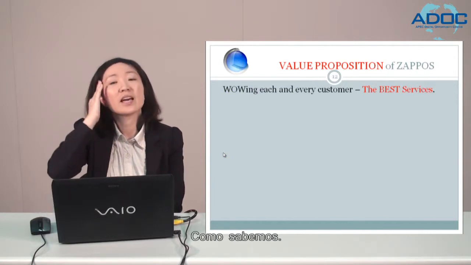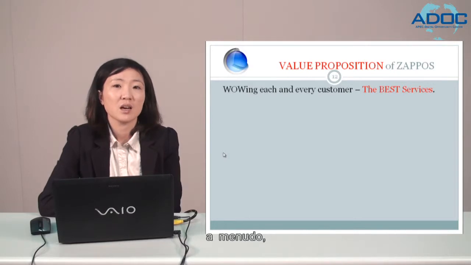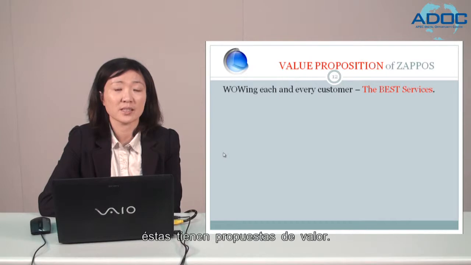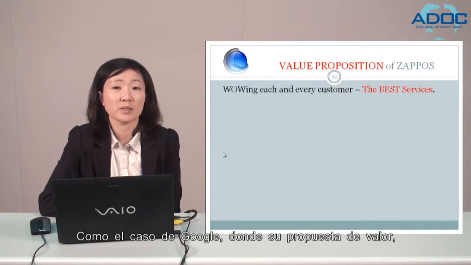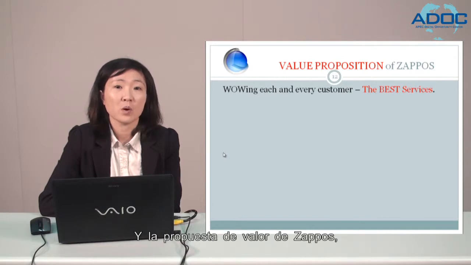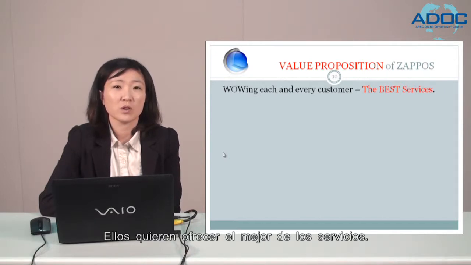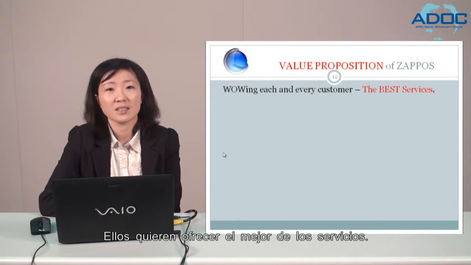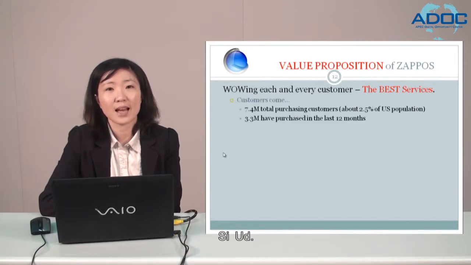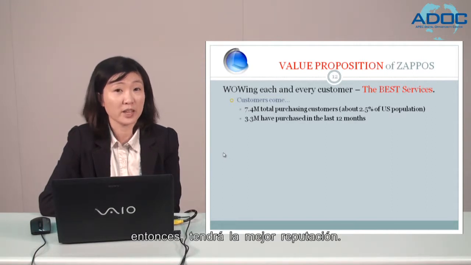As we know, if an online company succeeds, oftentimes they have value propositions. Like we know Google's value proposition is do no evil. And Zappos' value proposition is wowing each and every customer. They want to provide the best service. You provide the best service and then you have the best reputation.